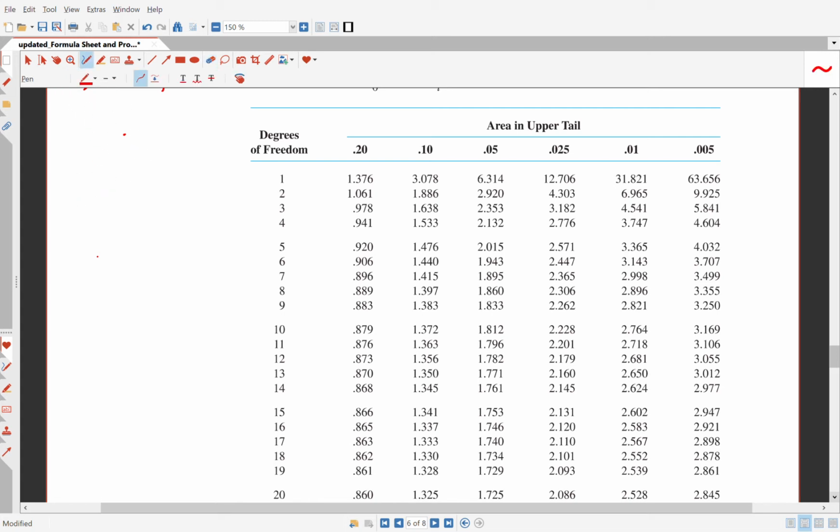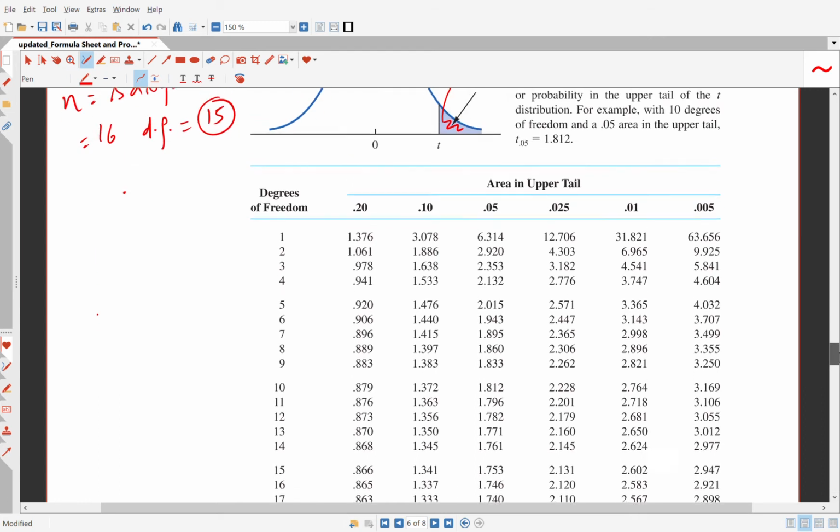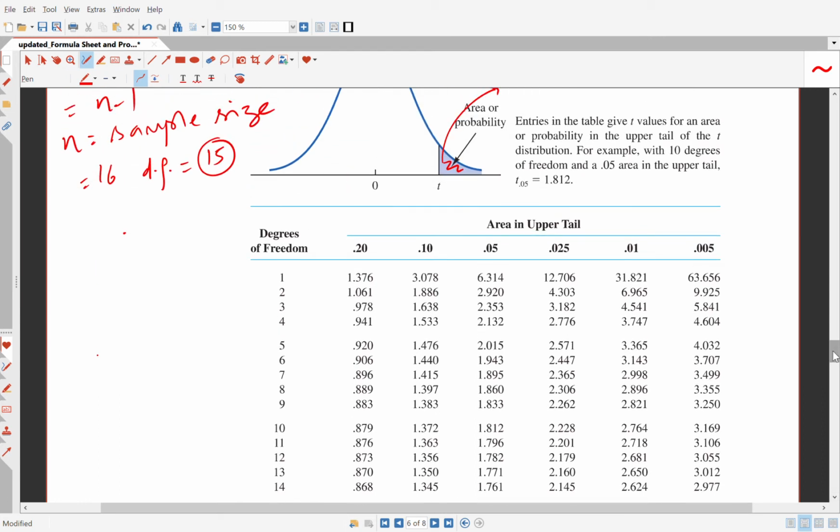Okay, so part B, maybe I'll create a little more space here. Part B says to the left of 1.337. Now, remember the middle number is 0, and so this is 1.337. To the left of 1.337 means we are looking at this area.